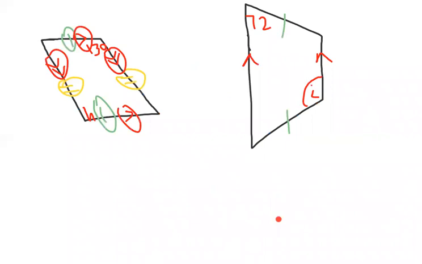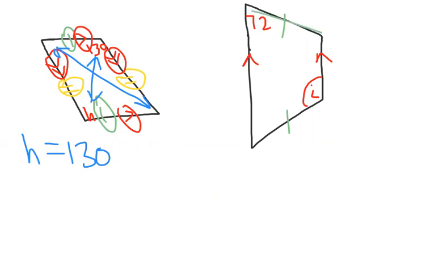So in our question, let me just do this first. The two opposite angles will be the same. So if we do that, then H will equal 130. Right, so that one is done. Last one. So we have two sides that are the same, and the two are parallel. So let's see, what do we have?